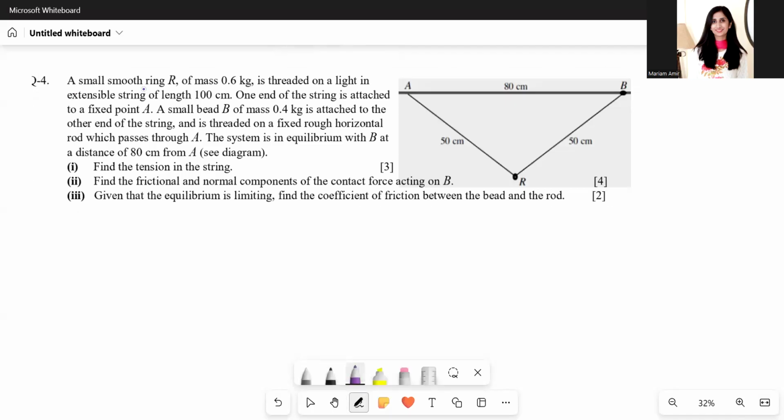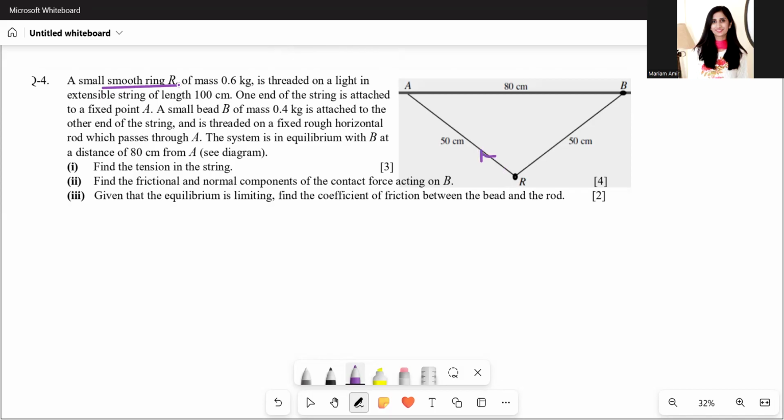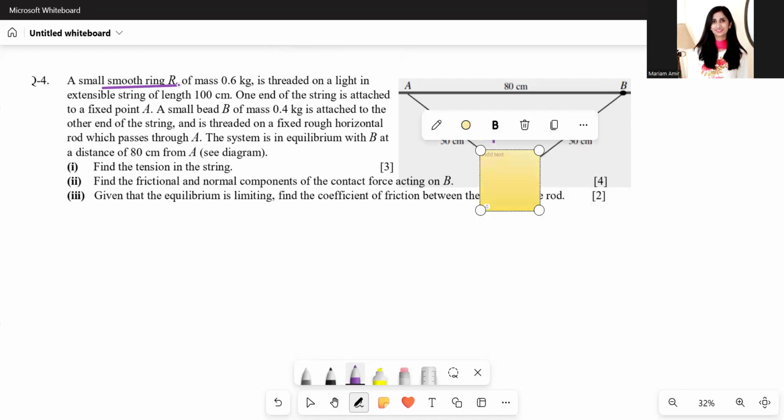Okay. A small smooth ring R, smooth. So this ring is smooth, meaning that the tension in both the strings around it, or the tension in this part of the string and this part of the string, is going to stay the same. So we're going to use T for both the tensions, not T1 and T2. Okay. And there's a 0.6 kg mass of the ring.